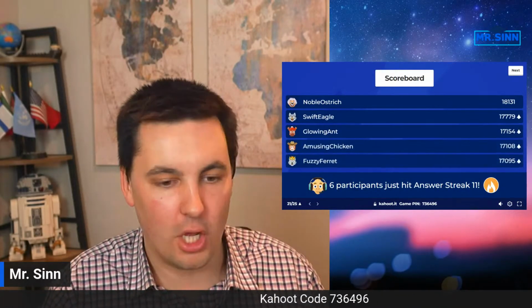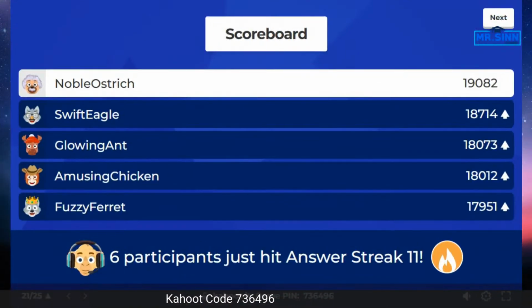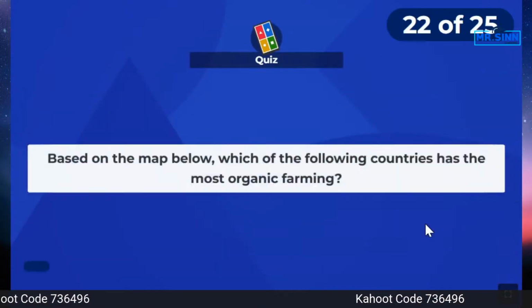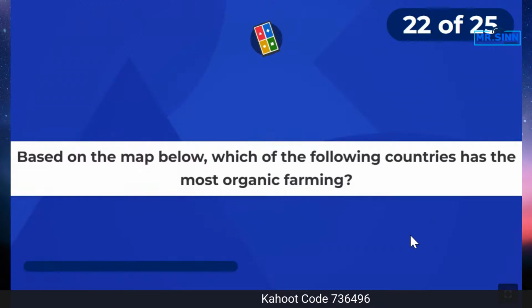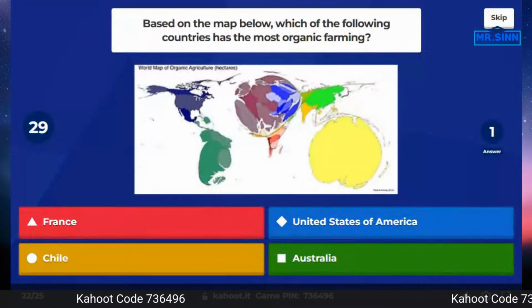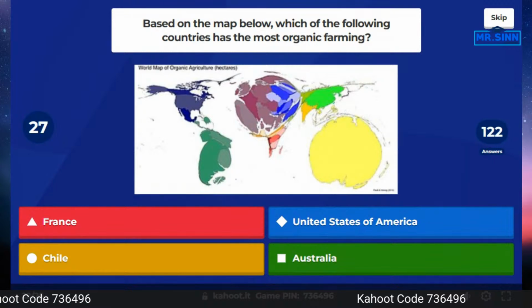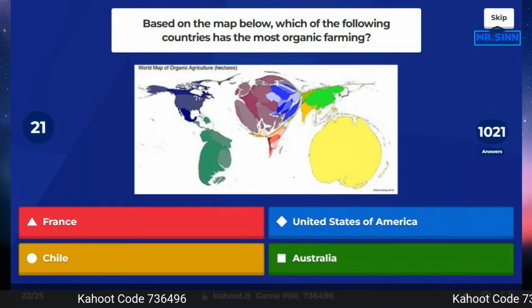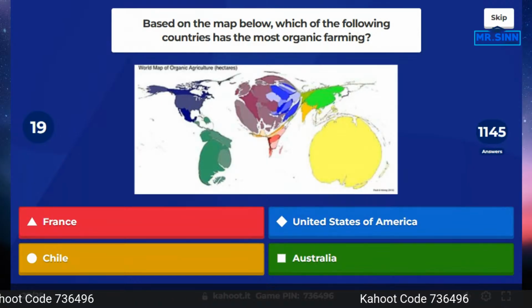All right, here we go. I accidentally clicked the next thing. My apologies there. We have the Noble Ostrich still in the front. Here we go, 22 out of 25. All right, based on the map below, which of the following countries has the most organic farming? Let me know if you know what map this is. What type of map? I'll pin your comment on the screen if I can see some of them.